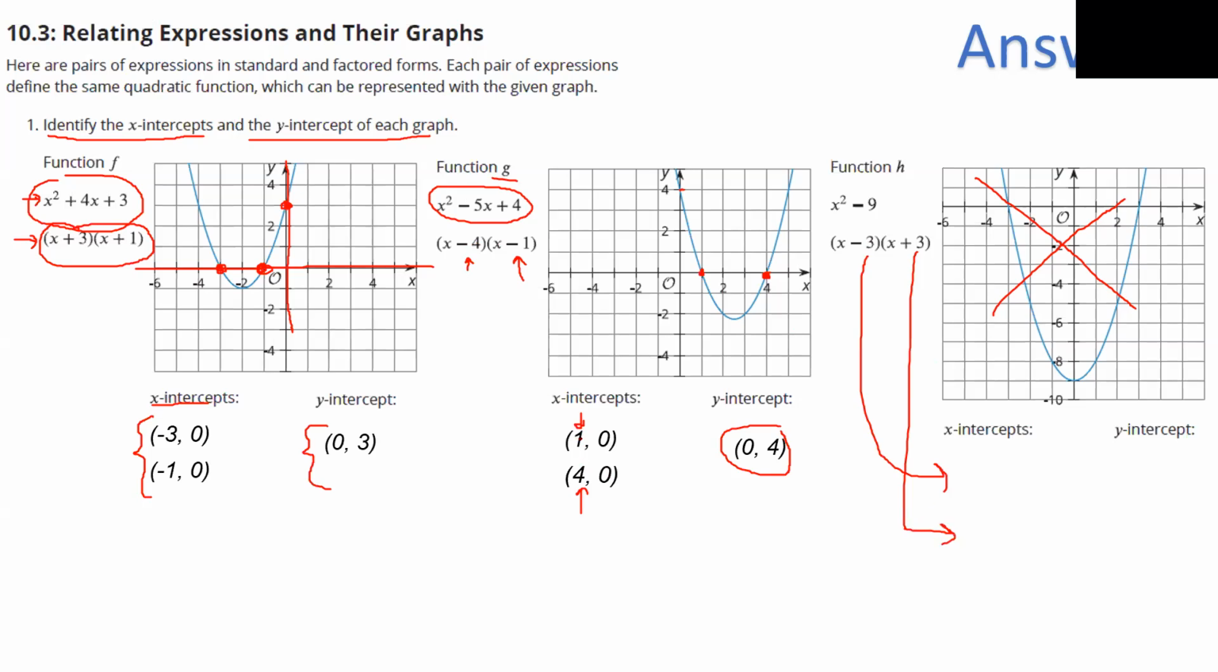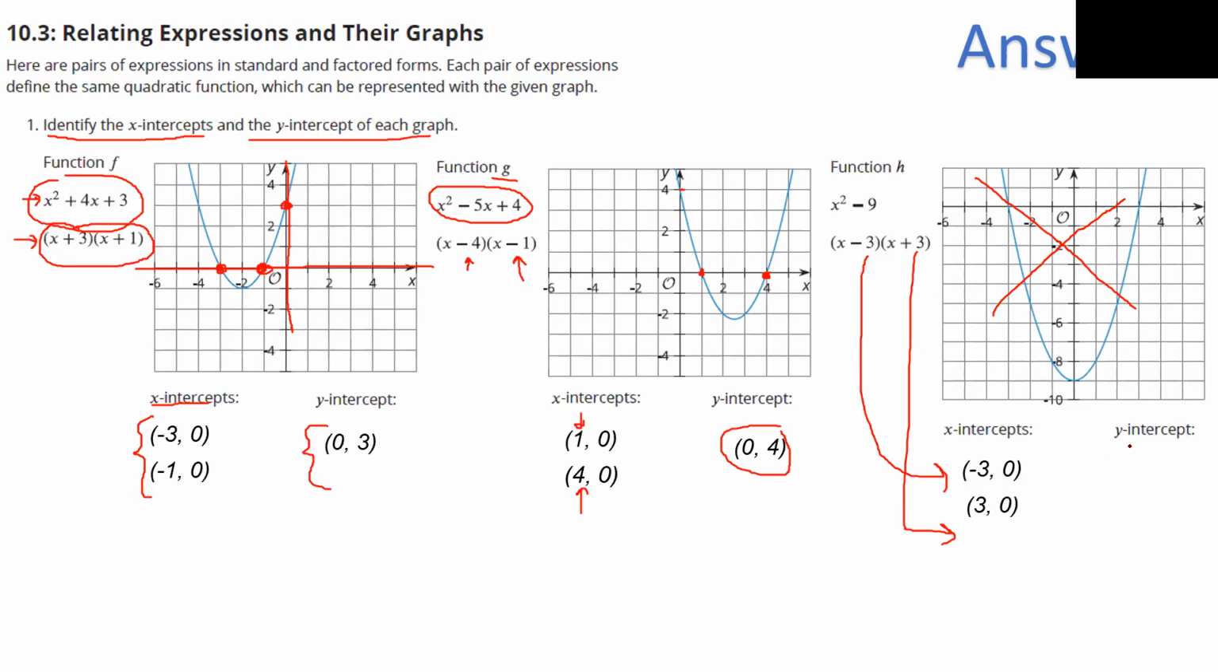I noticed here that my first point was (1, 0), and here I have x minus 1. Here I have (4, 0), and here I have x minus 4. So our intercepts were (1, 0) and (4, 0). Following the same pattern, if I have x minus 3 and x plus 3, then my x-intercepts would be (-3, 0) and (3, 0).